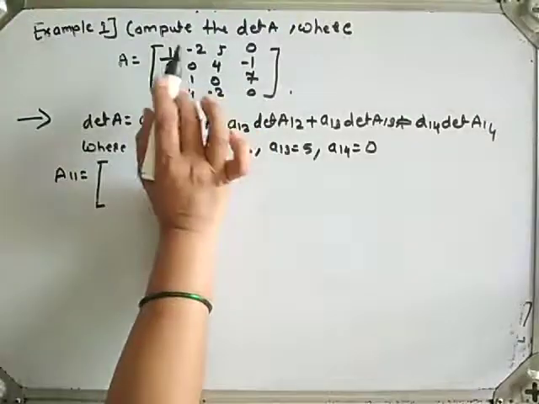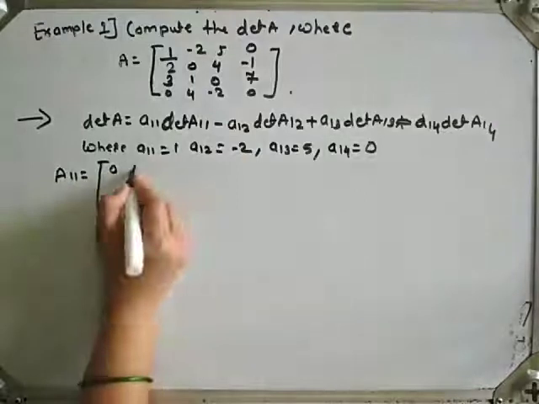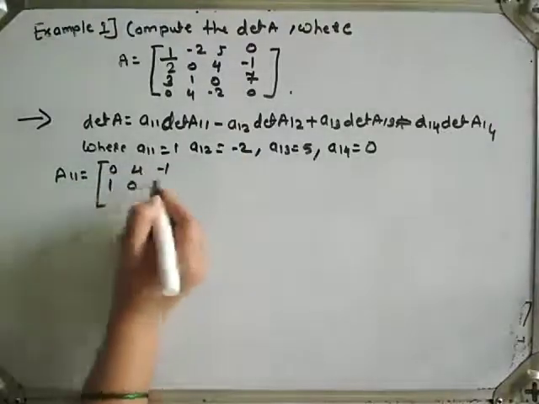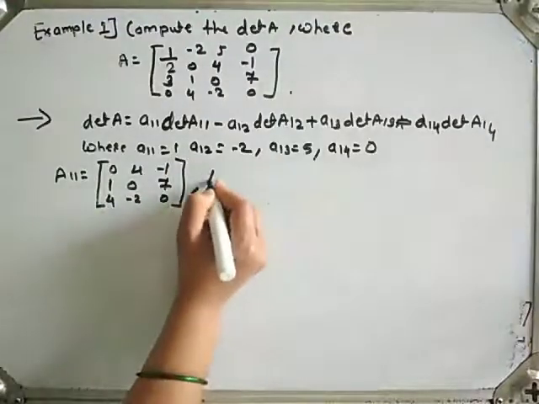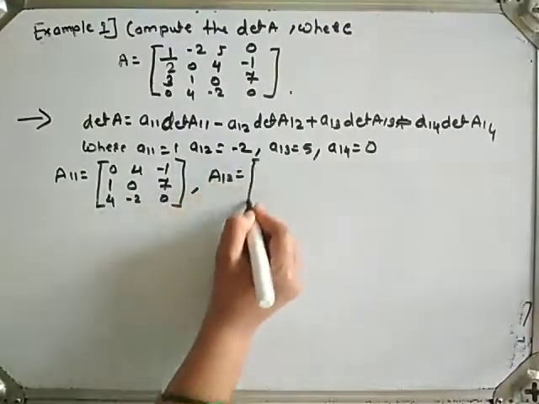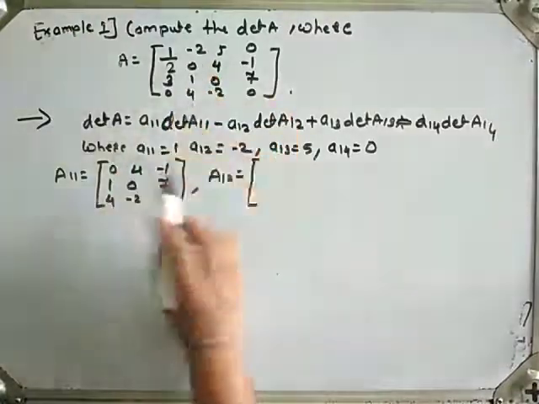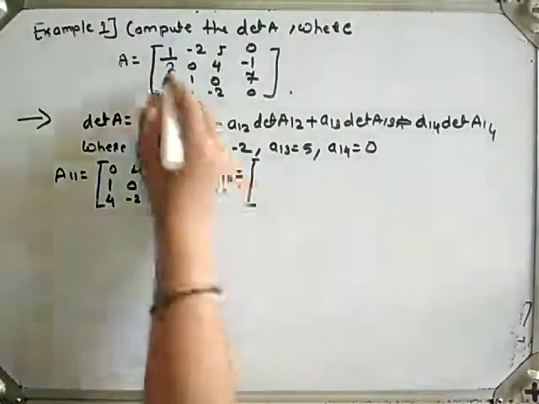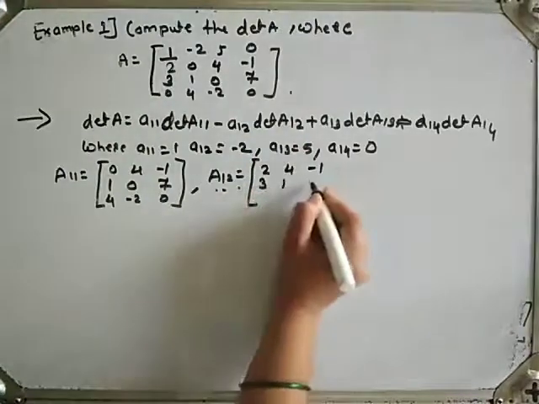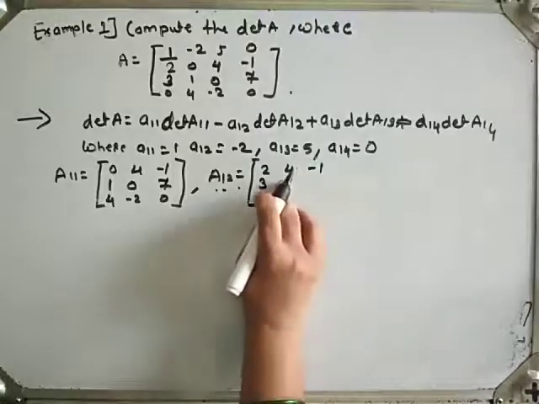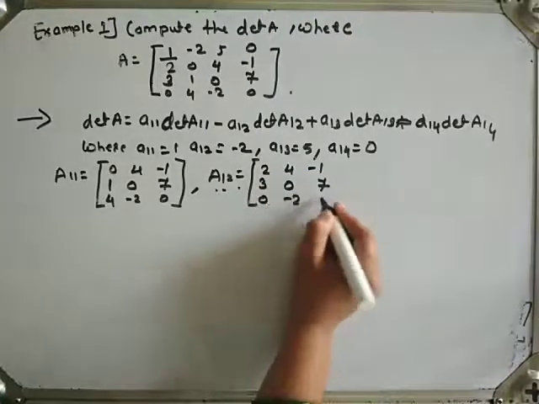obtained by deleting the first row and first column. So the A11 matrix is [0, 4, -1; 1, 0, 7; 4, -2, 0]. Okay. Capital A12 is equal to the matrix obtained by deleting the first row and second column. So capital A12 is the matrix [2, 4, -1; 3, 1, 3; 0, 7, 0, -2, 0].